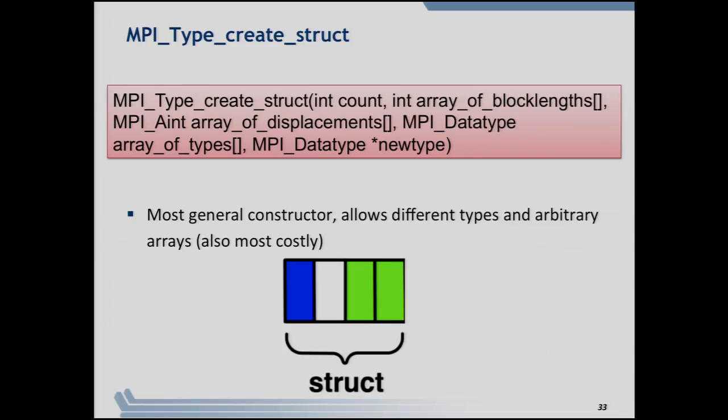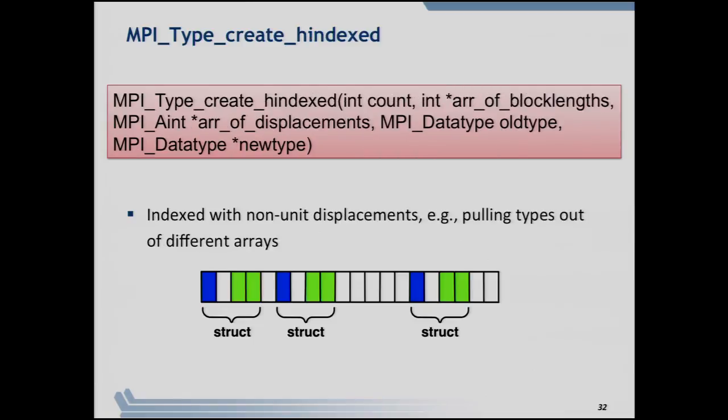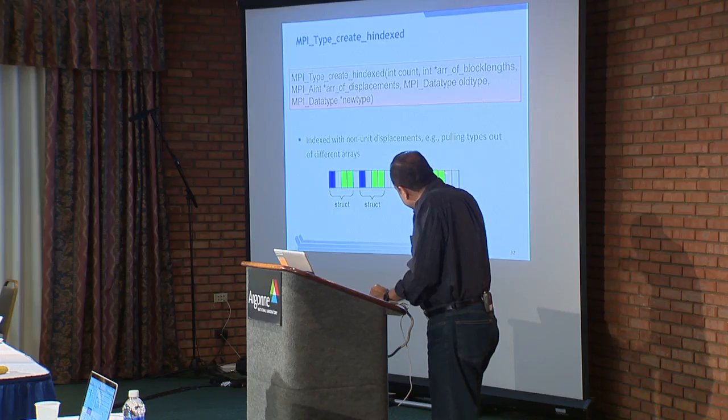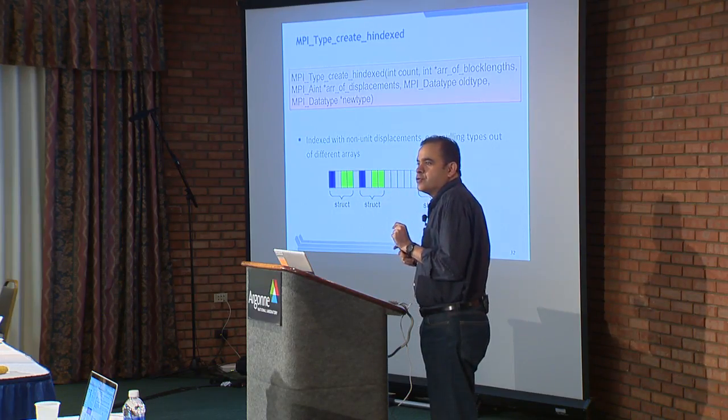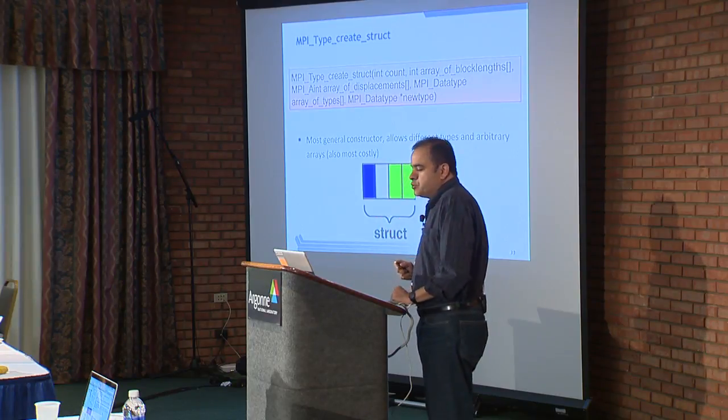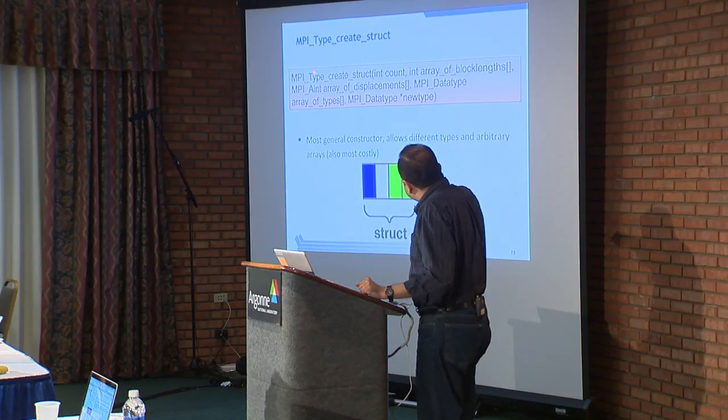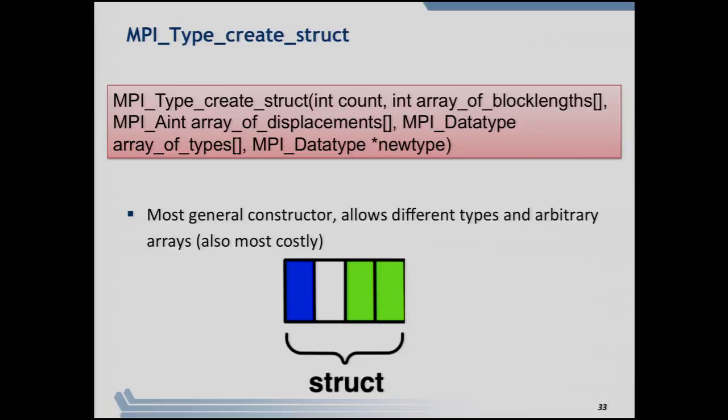And the most general type is the MPI struct type. So far you could have varied block lengths and varied displacements, but the old type is still the same. So all of these are integers or all of these are double precision or whatever. What if even the basic type itself was different? For that, you can use the struct type, where even the MPI data type itself is an array of types.